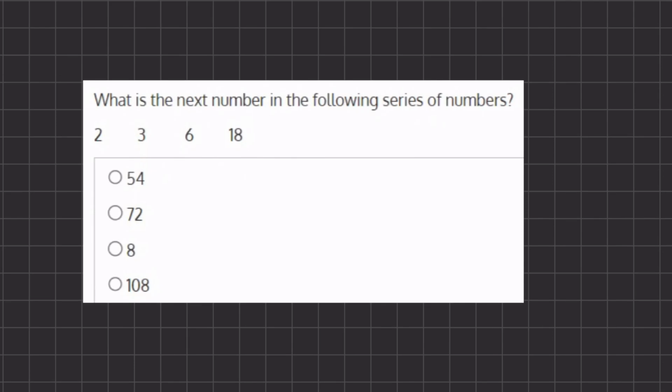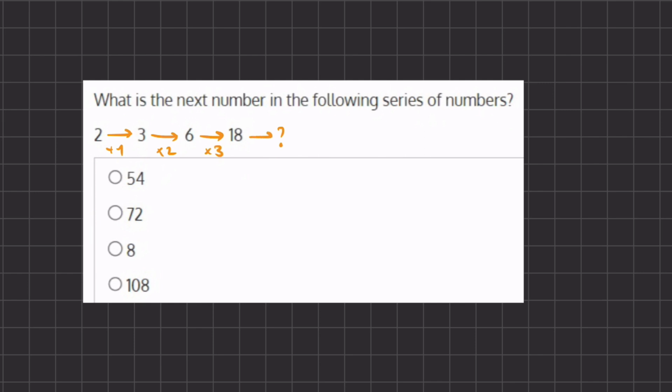All right, so in this problem, we have a series of numbers, and we want to know what the next number in the series will be. So let's take a look at our transitions. Moving from 2 to 3, it seems like we are adding 1. Moving from 3 to 6, we are multiplying by 2. Moving from 6 to 18, we multiply by 3.